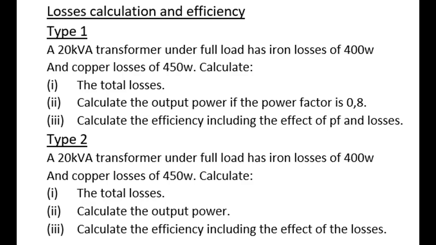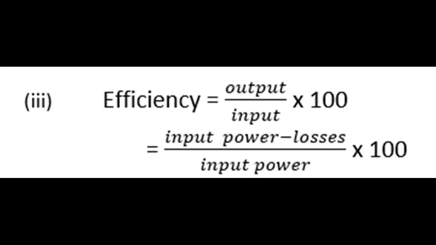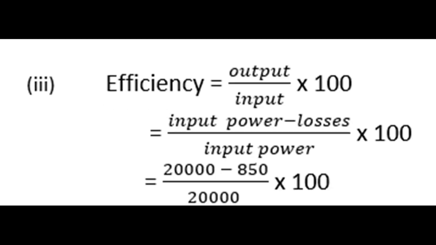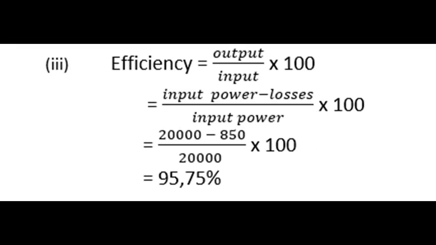All right, the next question said calculate the efficiency. Question number 3, efficiency again is the output over the input times 100 to convert it to a percentage. Now the output must always be smaller than the input. So input minus the losses. Don't forget our input was 20,000 now, minus 850 over 20,000 times 100 to convert it. And now we get an efficiency of 95.75%. That's how we do these questions where there's efficiency, and those are your 2 major types.